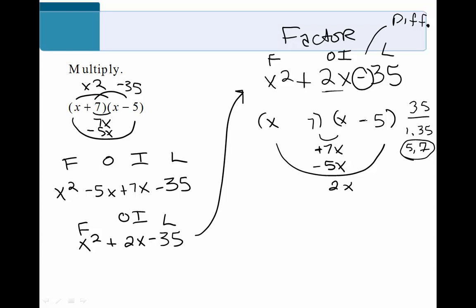So negative 5 times x is negative 5x. Positive 7 times x is positive 7x. Double check using FOIL. Okay? Now, if the middle term OI would have been a negative 2x, then the 7 would have been negative and the 5 would have been positive. That's that second example of case 2 at the top of page 181, which I'm not going to take the time to do right now. I'm going to go ahead and move on to the next problem at the bottom of page 181.